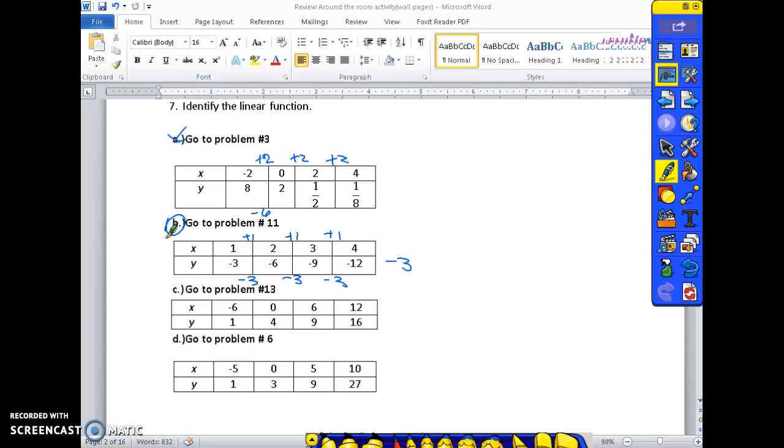We're going to check the other two just to make sure. To get from negative 6 to 0, add 6. 0 to 6, you add 6. 6 plus 6 is 12. 1 plus 3 is 4. 4 plus 3 is not 9. And D, negative 5 plus 5 is 0. 0 plus 5 is 5. 5 plus 5 is 10. 1 plus 2 is 3. 3 plus 2 is not 9. So we are going to problem 11.